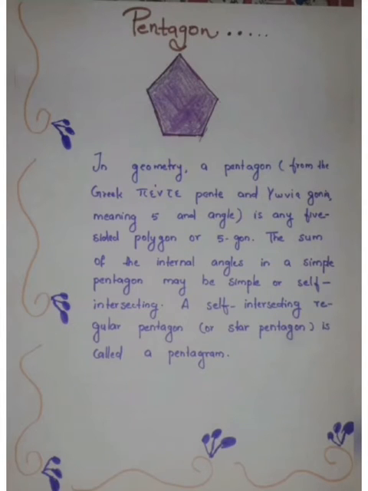Pentagon. In geometry, a pentagon is any 5-sided polygon or 5-gon. The sum of the internal angles in a simple pentagon is 540 degrees. A pentagon may be simple or self-intersecting. A self-intersecting regular pentagon is called a pentagram.